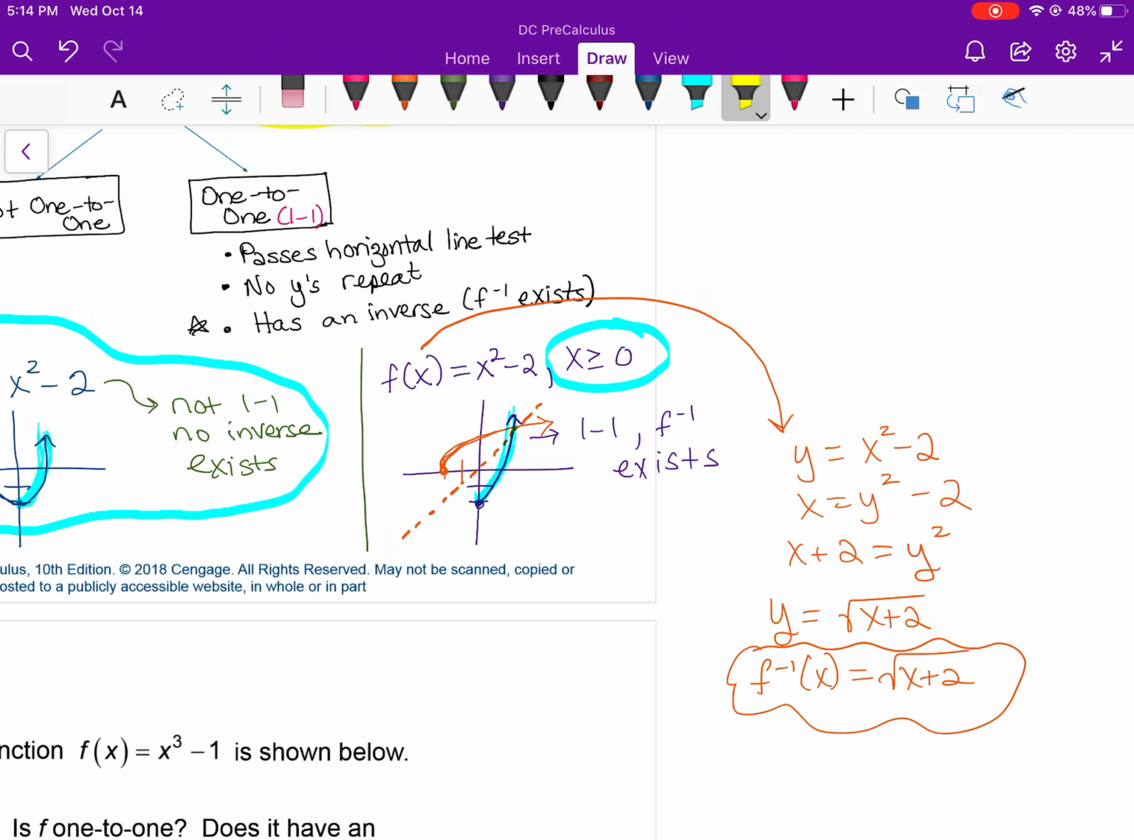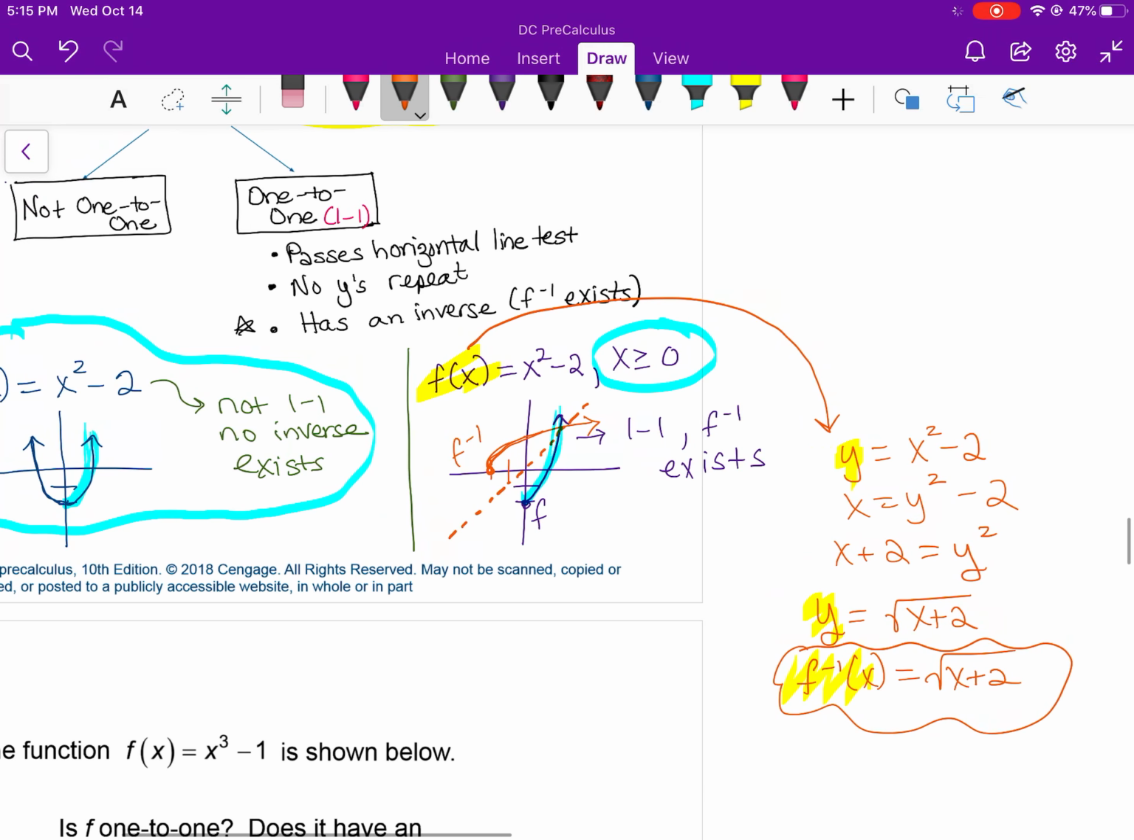The first thing that we did was we took out f of x and we made it y. Then we swapped, we traded x for y. So whatever was y became x and whatever was x became y. And then we solve for y. Finally, from here to here, you're just changing the notation. We graphed it. That is the square root function shifted left 2. So that's the one in orange. So in purple, I have f, and in orange, I have f inverse. And again, this is the line y equals x.